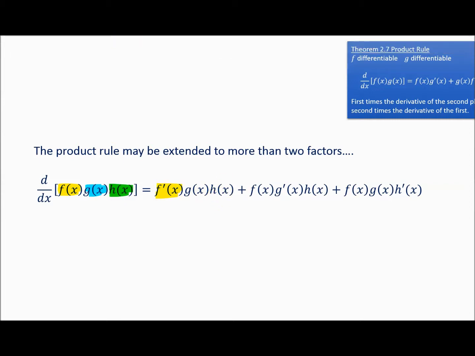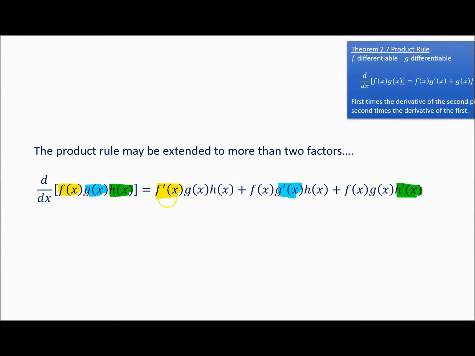Then we're going to take the derivative of the second guy in line, the g of x, and then hold the first and the last constant. And then finally, we're going to take the derivative of h of x down here and hold the first two constant. Remember, the order you multiply in doesn't matter, so it doesn't matter if the f prime of x is first or last written in that group, or if the g of x is in the middle. They're just keeping it in the same order.